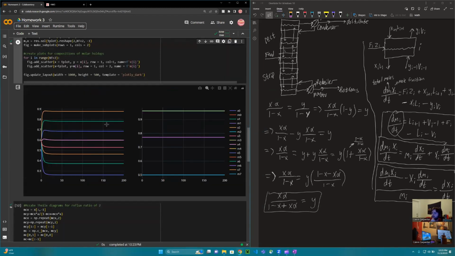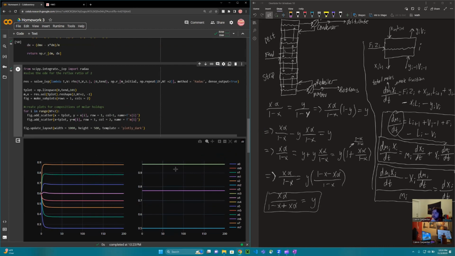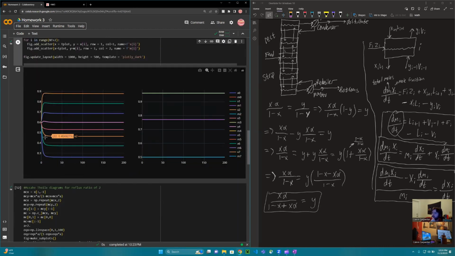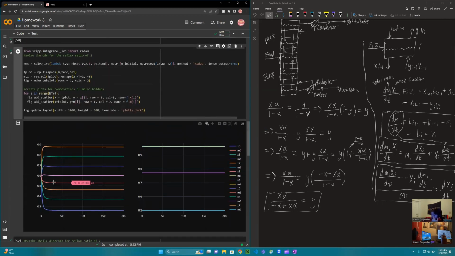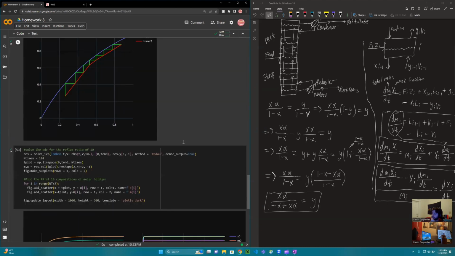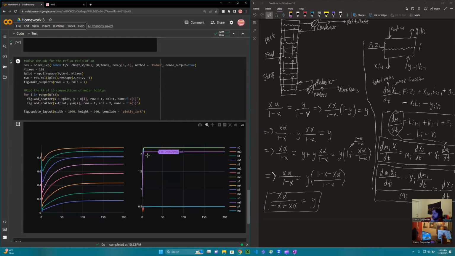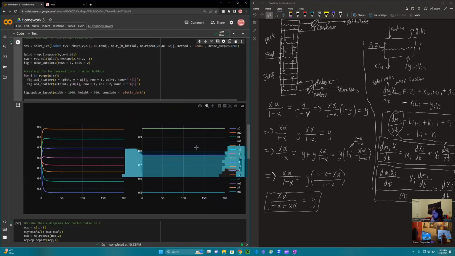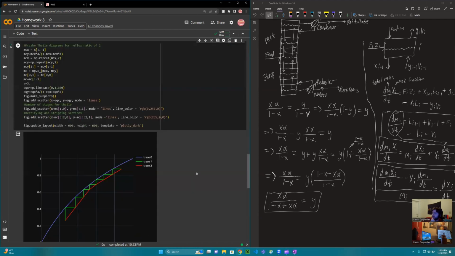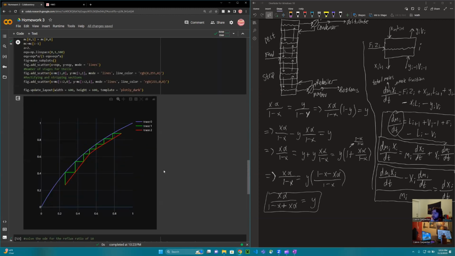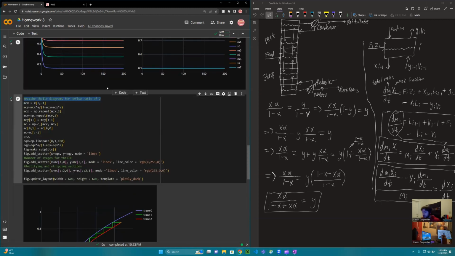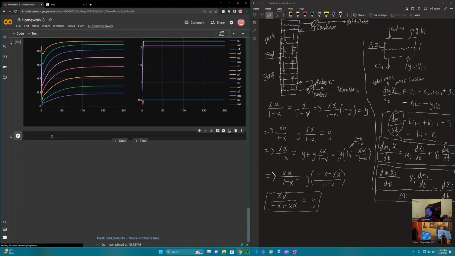And in comparison to the reflux ratio of 2, you can see that a lot of them have an upward slope instantaneously instead of looking like this. And with this chart, we have a little bit of different plots as well. So now we are going to go ahead and do the McCabe-Thiele diagrams for a reflux ratio of 10.